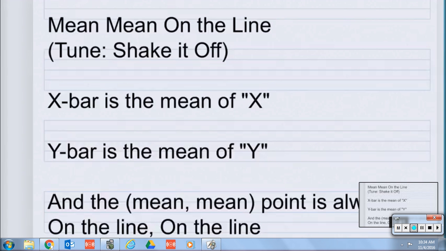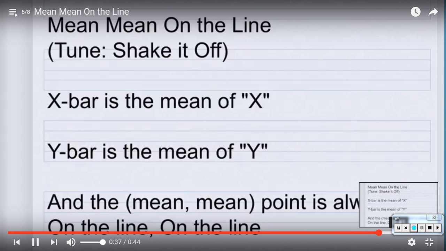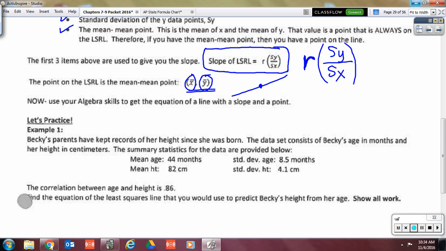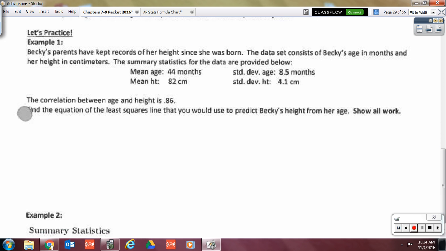All right, so therefore, we know that this mean point is always a point on the line, and so the rest from there is Algebra 1. So let's practice that. Here we go. We have this situation. Becky's parents kept records of her height since she was born, and so you can see we've got the mean of her age and the standard deviation of her age, and the mean of her height and the standard deviation of her height.